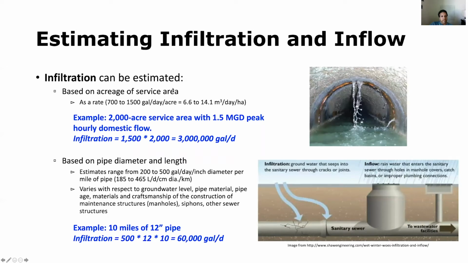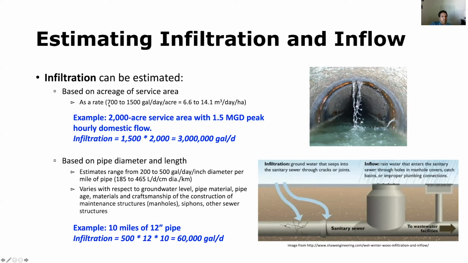Okay, so infiltration can be estimated again based on the acreage. So if you have a service area that is, let's say 2,000 acres, and it has a peak hourly domestic flow rate of 1.5 million gallons per day, we would take the rate, let's say 1,500 gallons per day per acre, multiply that by the acreage, and that would give us a good rough estimate of what the infiltration might be, 3 million gallons per day in this case.